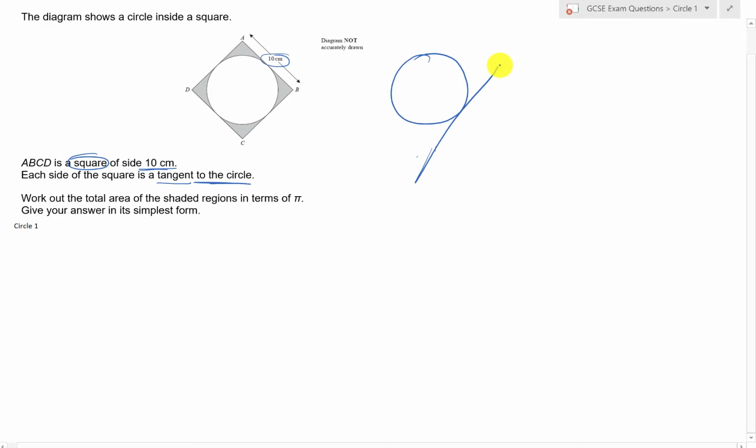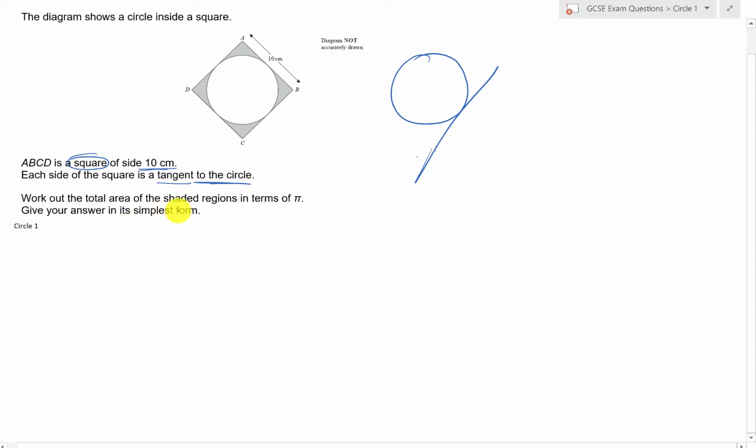Now a tangent touches the circle. There's a straight line. Now it's not very straight on here. As you can see, this line is actually touching the circle. So these are tangents. Each of these lines are tangents. Therefore, we can say that there is no space between the circle and the tangent, the line on the side of the square.